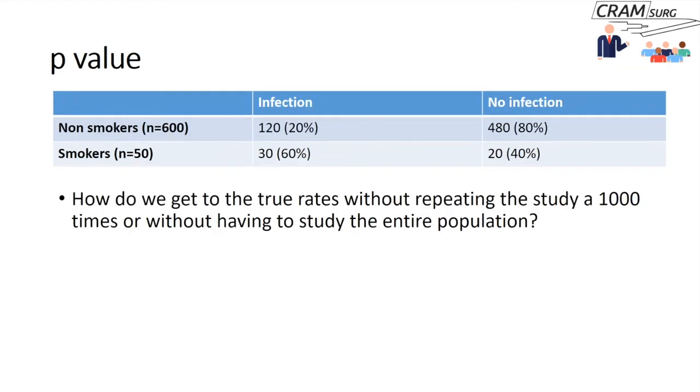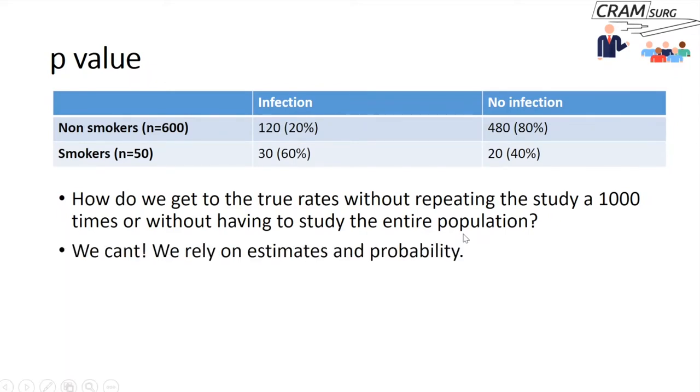So how do we get to the true rates without repeating the study 1,000 times, or without having to study the entire population of patients undergoing major abdominal surgery in a region? We've got to accept that we can never really get to the true rates. You do a study in your institute, you will find rates that are probably slightly or sometimes very different to what's reported in this particular study. All we can do is rely on estimates and probabilities.